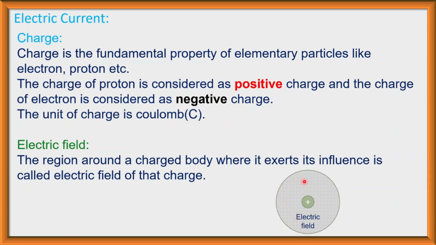That means if any charge is brought in this region, then this charge can attract or repel that charge. That is, its influence exists up to this region. This region is called electric field of this charge. And if any charge is brought outside this region, this charge will not attract or repel that charge. So this region is the electric field.